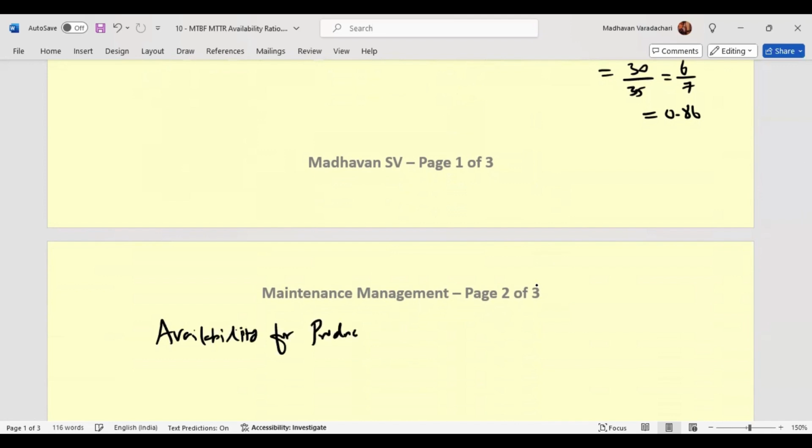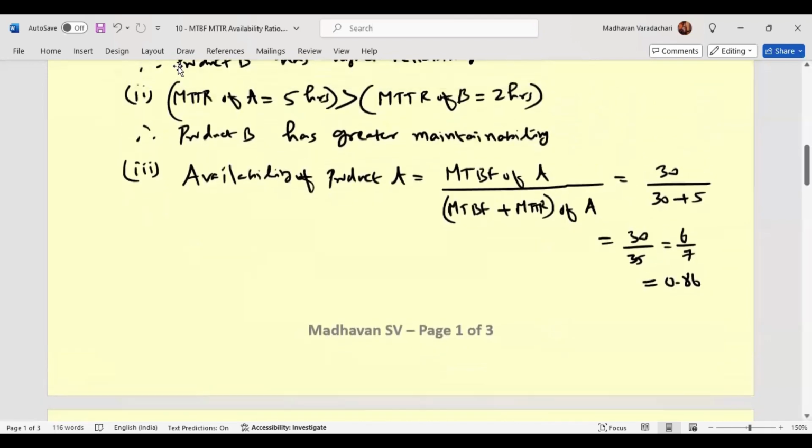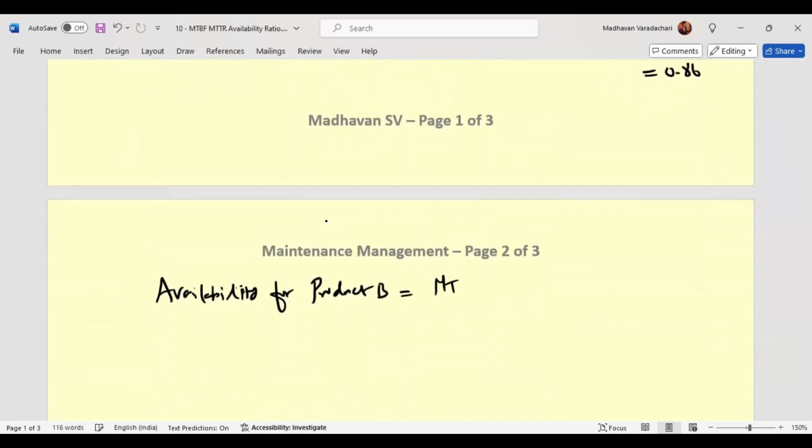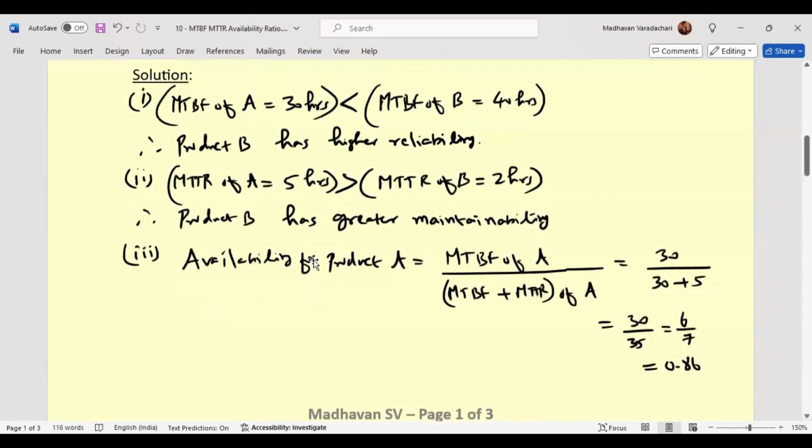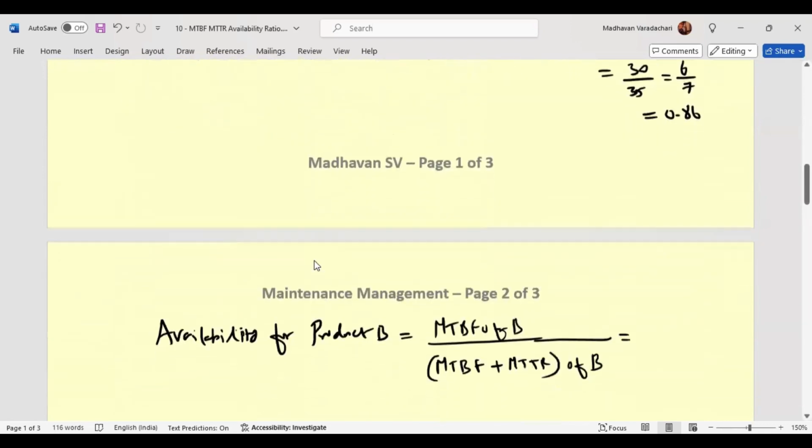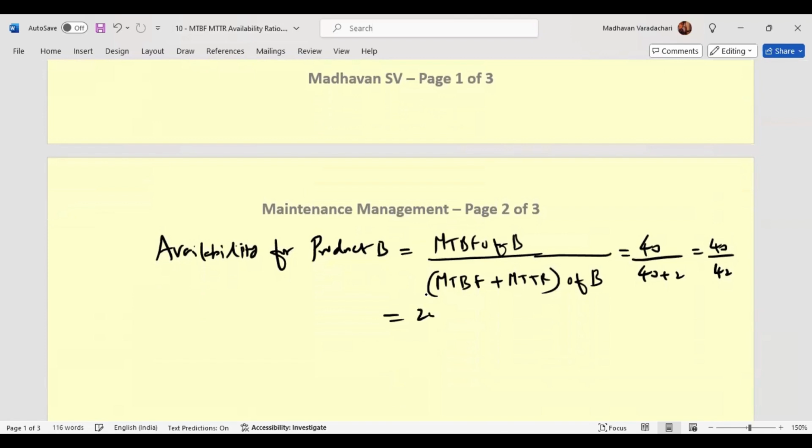Now let us calculate availability of product B. Availability for product B is MTBF of B divided by MTBF plus MTTR of product B. MTBF of product B is 40 divided by 40 plus 2, which is 40 by 42, or 20 by 21. If we calculate, we will get 0.95.